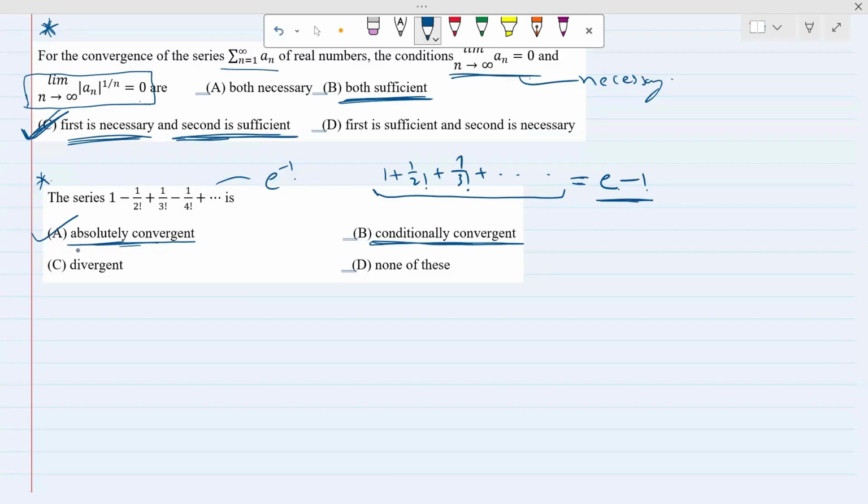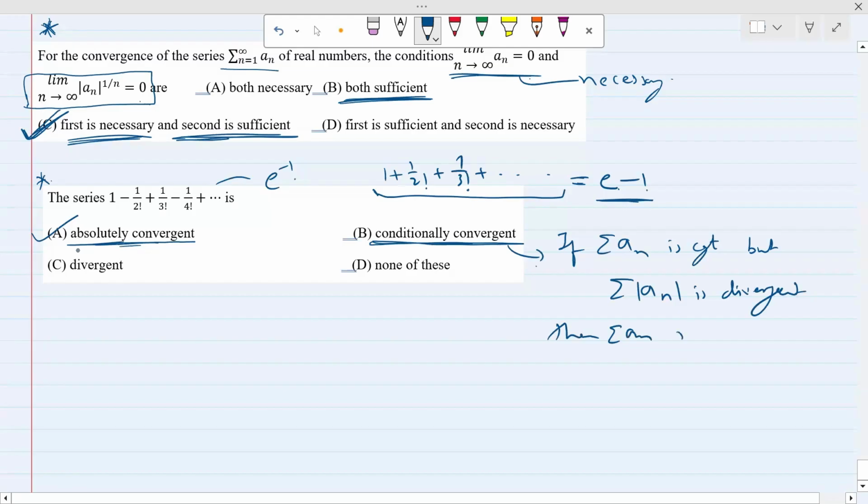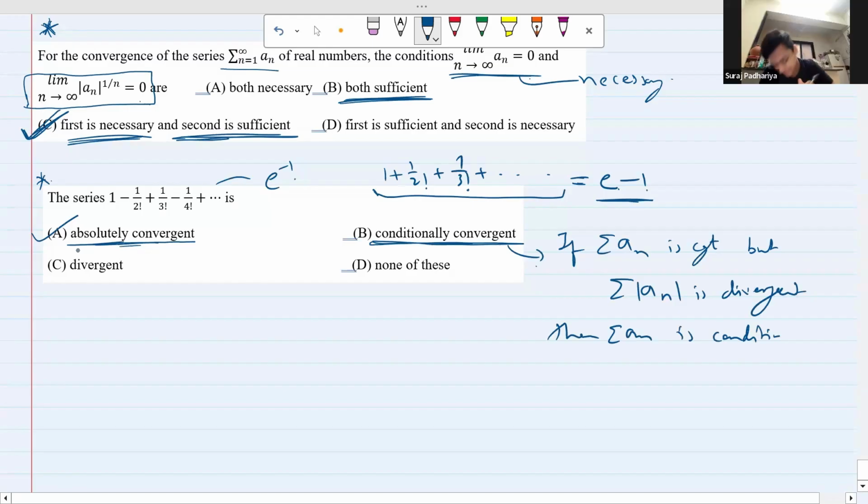But what do you mean by conditional convergence? Sir, if the summation of an is convergent, but the summation of mod an is divergent, not convergent, then we say your series is conditionally convergent. I hope this is known to all of you.